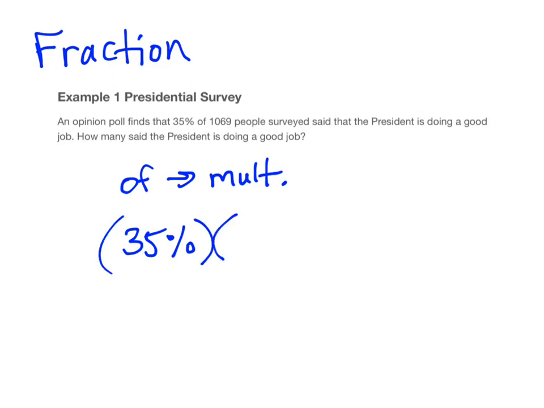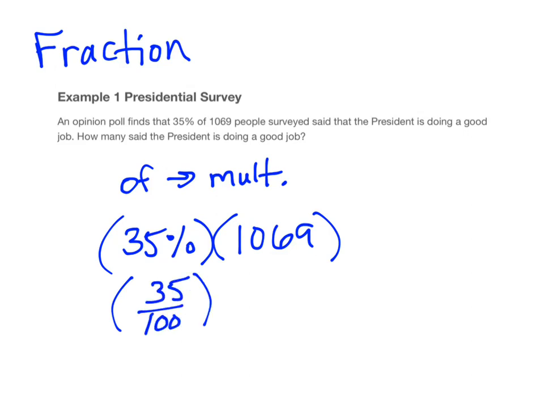35% times 1,069. So if you have a calculator that multiplies with percents and has that key, you can enter your calculation just like this. Otherwise, we need the meaning of the percent sign, which means divide by 100. So this would be written either 35 divided by 100, or you could write that as 0.35. And then we multiply that by 1,069.